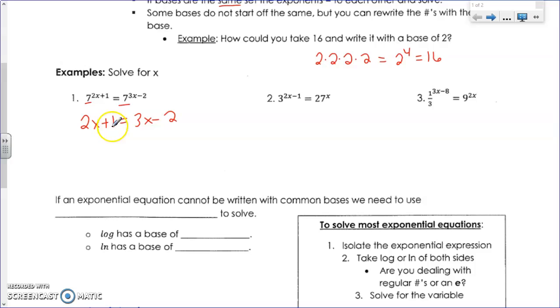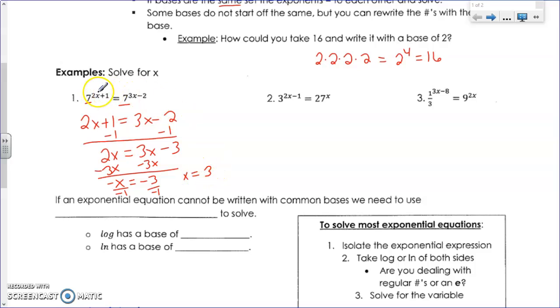So we're going to move our variables to one side and our numbers to the other. So we're going to subtract 1. We get 2x equals 3x minus 3. Subtract 3x. I get negative x equals negative 3. And then I'm going to divide by negative 1. And x equals positive 3.